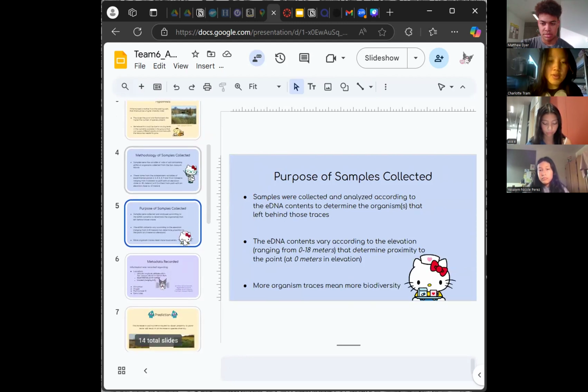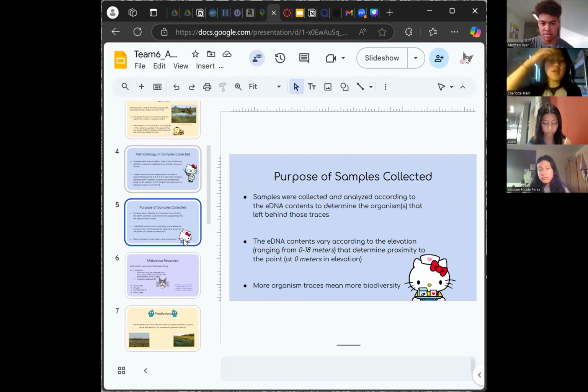The samples collected were analyzed according to their eDNA contents to determine the organisms that left behind those traces. The eDNA contents would vary according to elevation, which was from 0 to 18 meters, and determine the proximity to that point. If there are more eDNA traces, that would mean there's more biodiversity, because the more eDNA, that means that there are more different types of species.